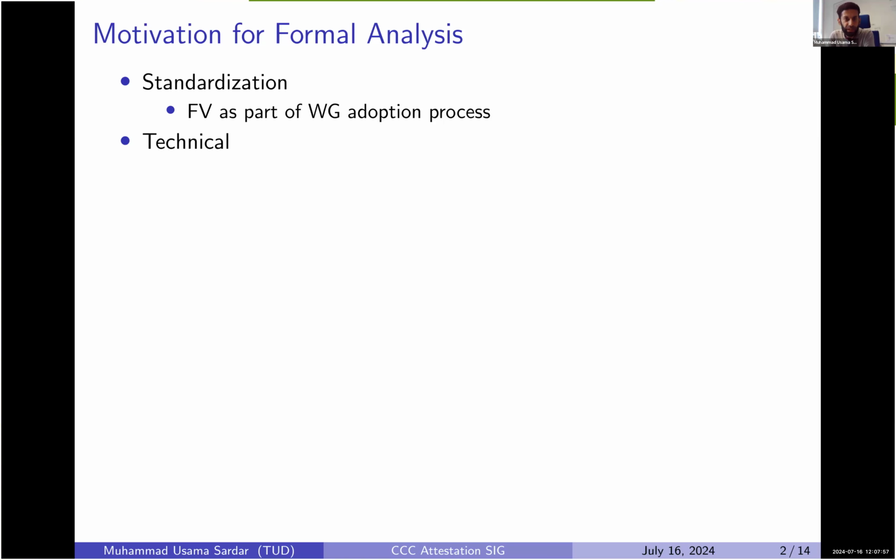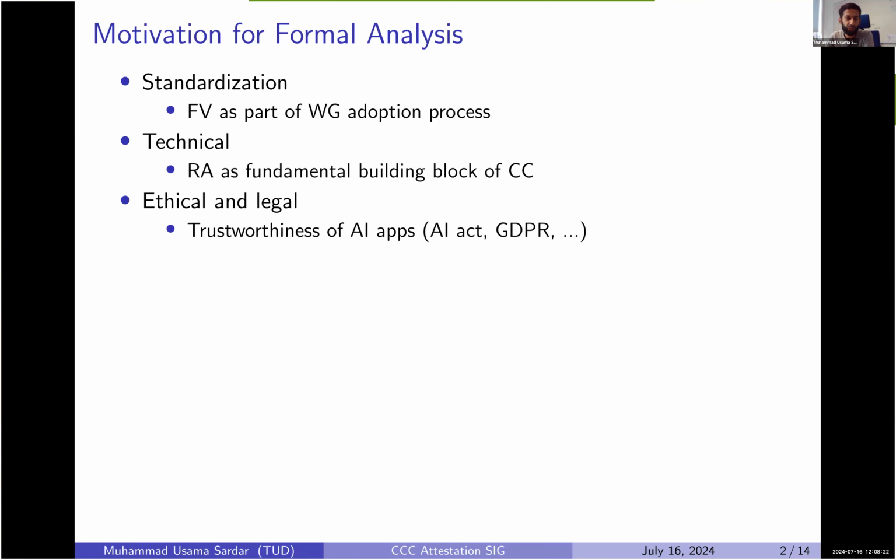And then there are other things. From a technical perspective, it's really important for confidential computing that it's a fundamental building block, and we really want to have some good guarantees in addition to, or independent of, the standardization process. Confidential computing is now being increasingly used in various artificial intelligence applications. To evaluate the trustworthiness of these applications, regulations such as the AI Act, GDPR, and so on are coming into action. That's where it's important to analyze what the underlying trust assumptions are. That's what we aim to look at in the long run. So this forms our three-step motivation: from a standardization perspective, from a technical perspective, and from an ethical and legal perspective of the regulations and the ethical imperatives.